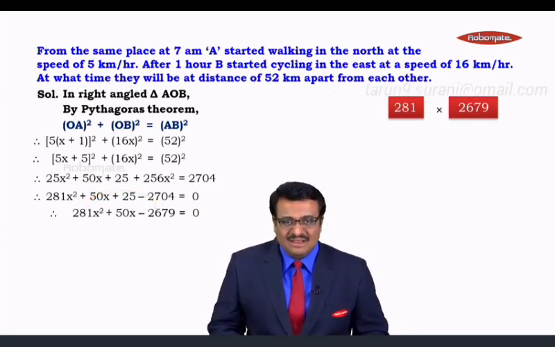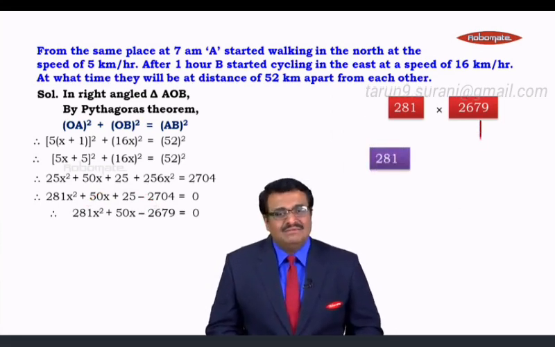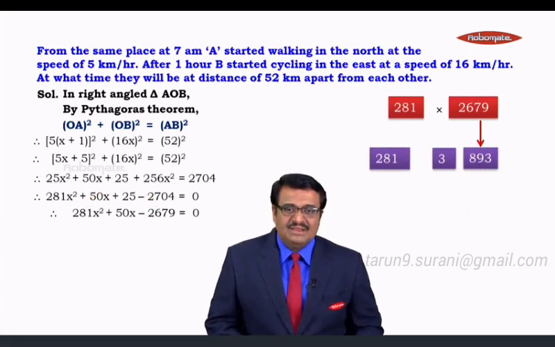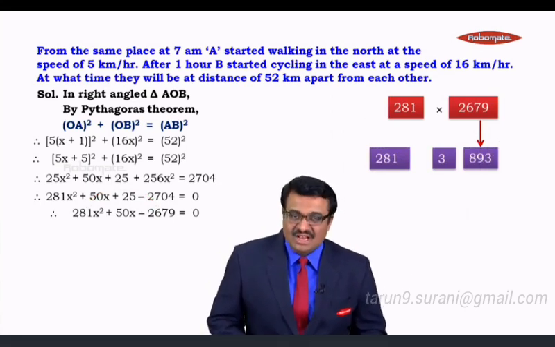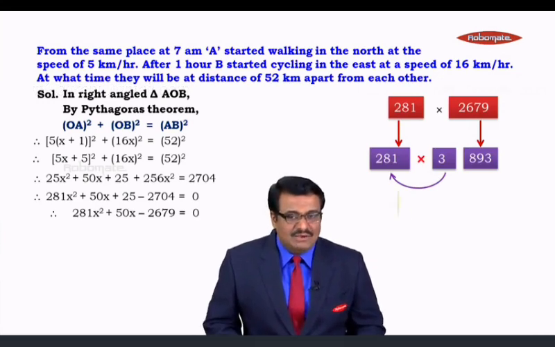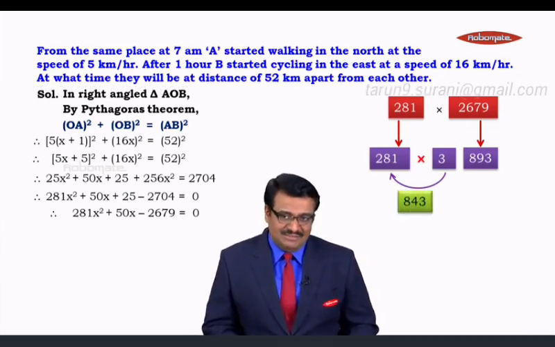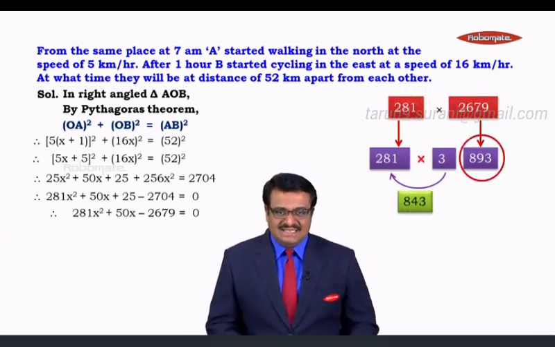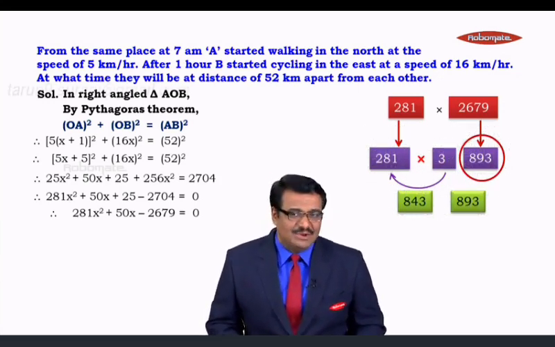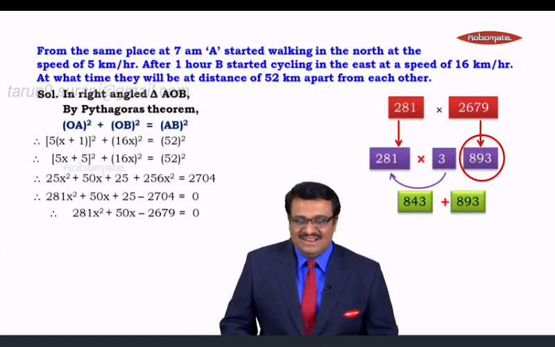281, we'll keep it as it is. 2679, we will factorize: it is 3 into 893. Now this 281 into 3, if you multiply 281 into 3, you will get 843. And 893, you keep it as it is. 843 and 893, when you subtract, you will get that 50 as required.